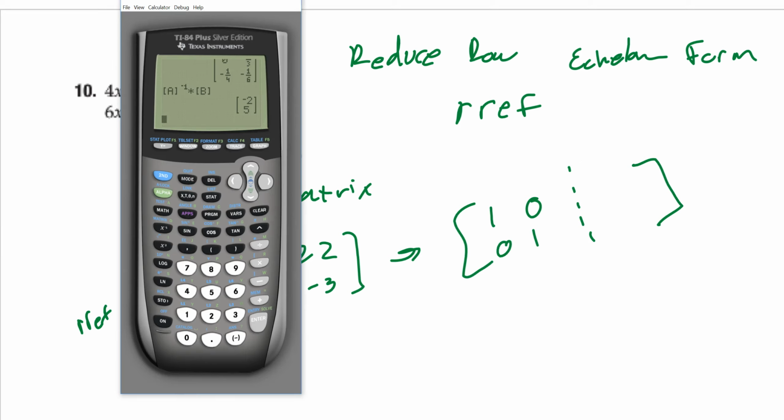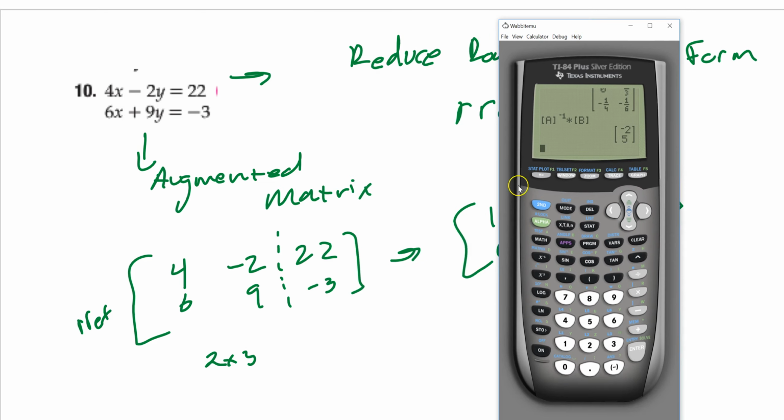So let's show you an example real quick. We'll actually do a few of these to make sure we got this. So I'm going to go to my matrices. I'm going to type in a 2 by 3 because I'm going to put it all together. Type in everything I see. So 4, -2, 22, 6, 9, and -3. So there it goes with my matrices. I'm going to get out. Go back to my matrix.